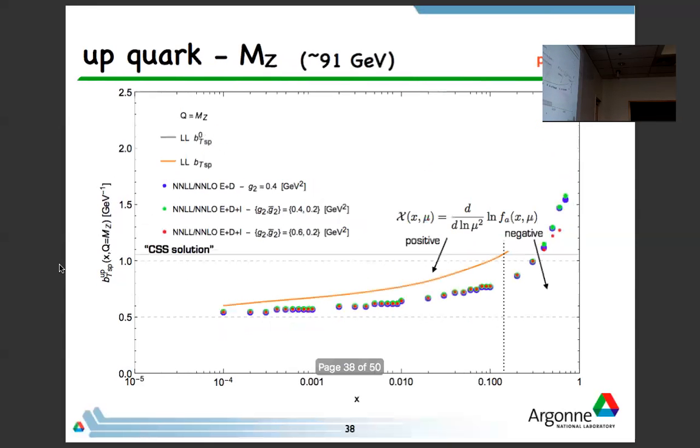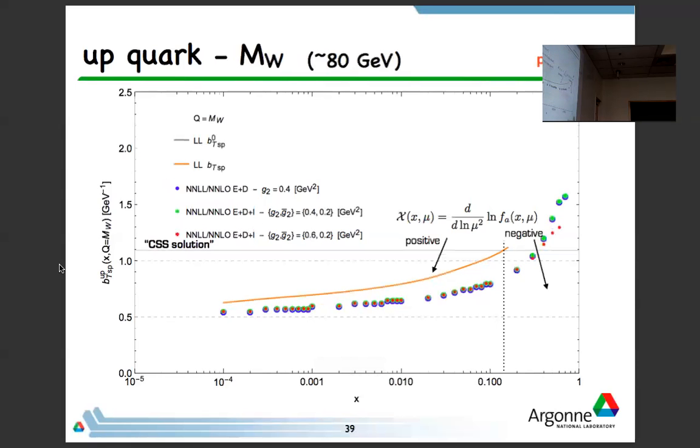You can also do the same for quarks. And one thing you notice is that for an up quark at the Z boson mass, the saddle point never goes below 0.5 GeV. And this is different with respect to the Higgs scale. So we kind of expect that because the showering for gluons can be stronger. So the evolution for the gluons is more dominant.